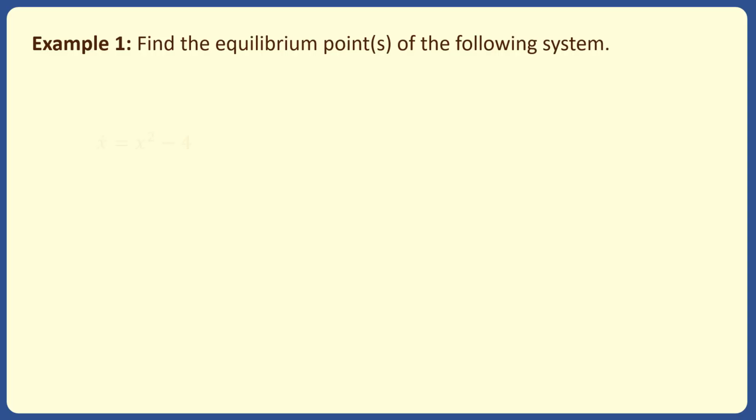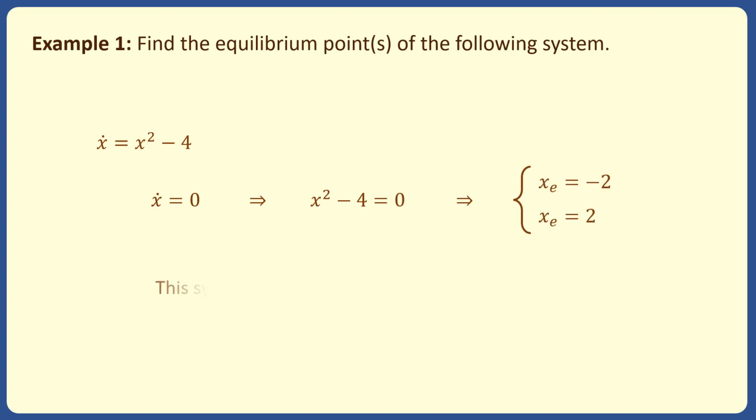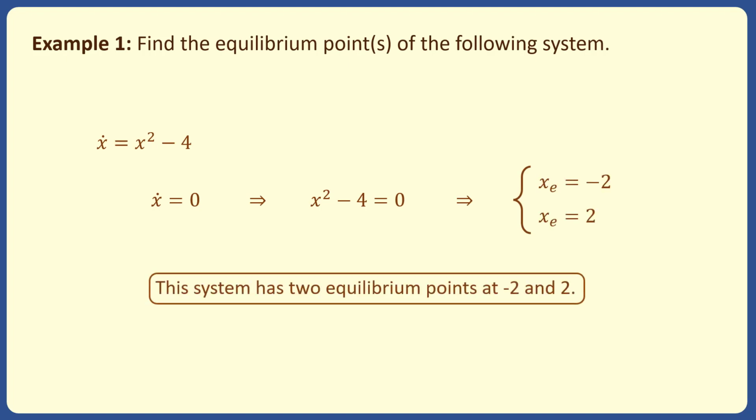In the first example, we consider a nonlinear system in the form of x dot equals x squared minus 4. To find the equilibrium points, we assume x dot is 0 and obtain that x is either minus 2 or 2. So this system has two isolated equilibrium points.